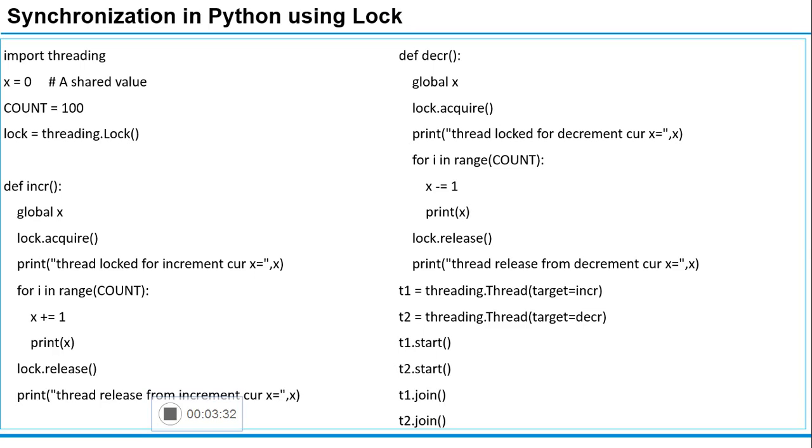And the second thread, the decrement thread, goes to the value and checks the lock. If the lock is released, it acquires the lock, and once acquired, it is held by that decrement thread. It will decrement the counter until it reaches 100 iterations, and then the lock gets released. We are creating a thread T1 for incrementing and T2 for decrementing. We'll call both threads and use the join operation. We'll see the execution of the program.